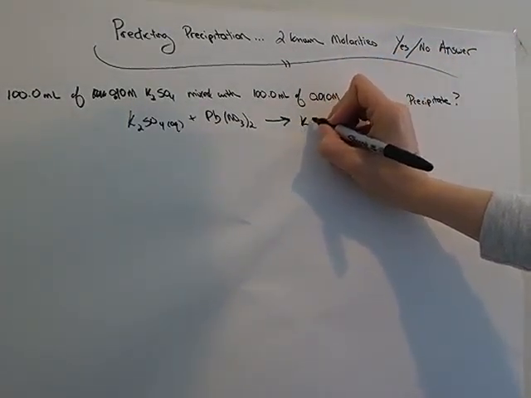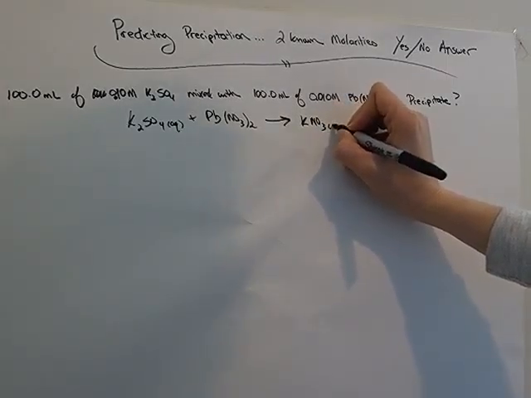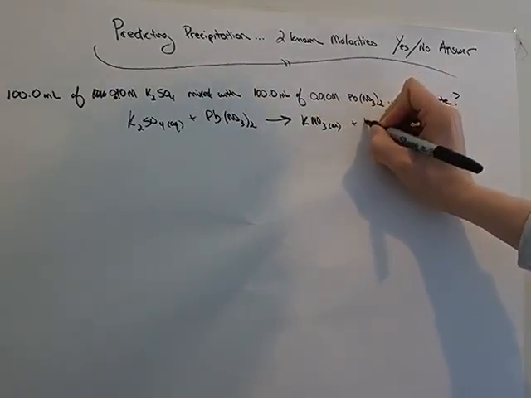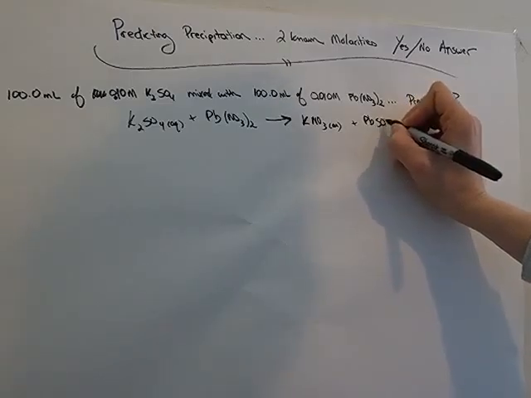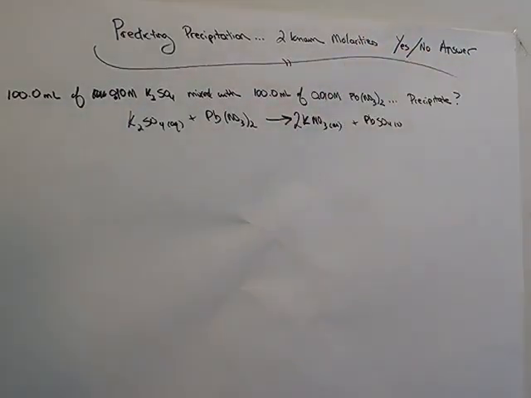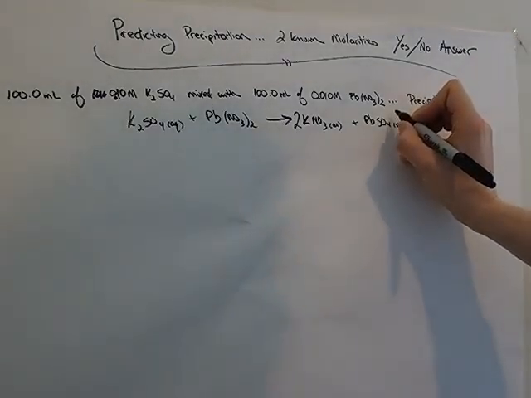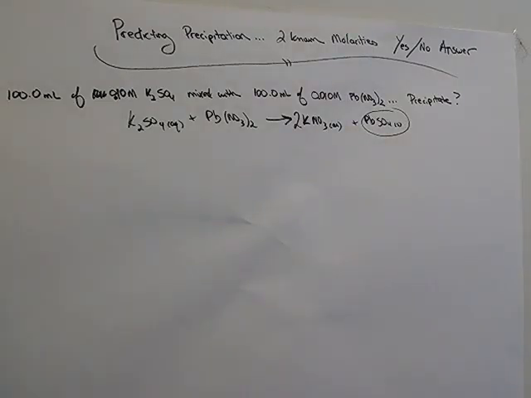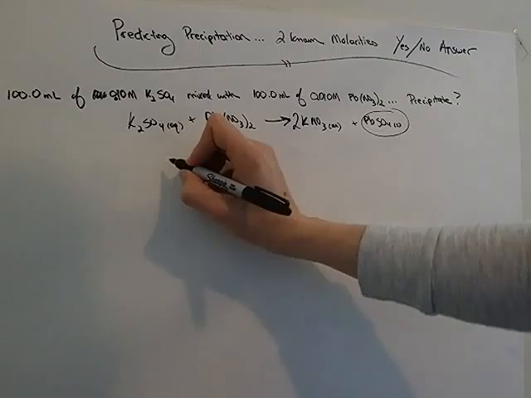And our products are going to be potassium nitrate, aqueous, and lead sulfate, solid. And we can balance it as well. So now we know that the precipitate that they're referring to in the problem must be lead sulfate. In order to figure out whether or not a precipitate is going to occur, we're going to need to set ourselves up for that equilibrium expression.